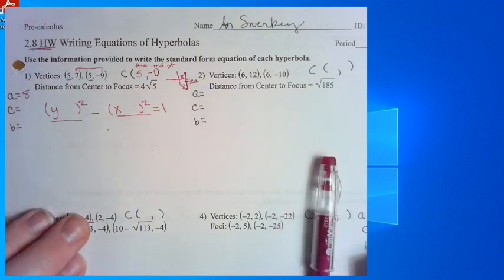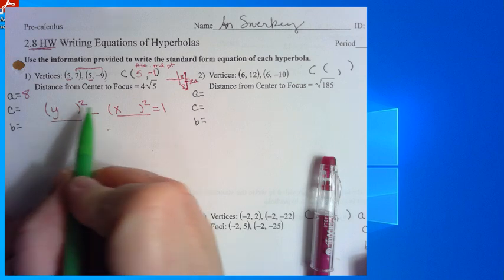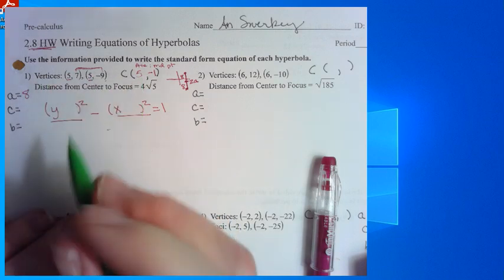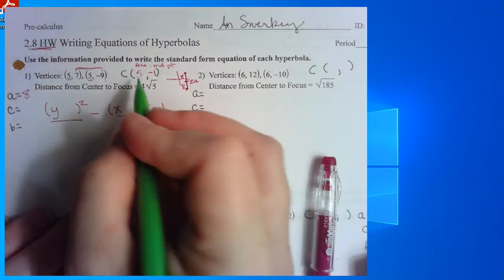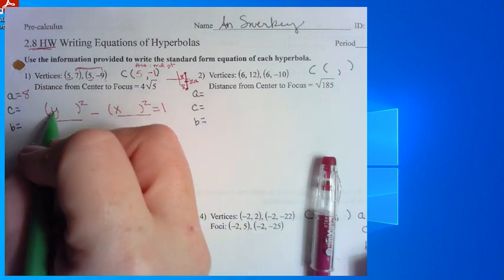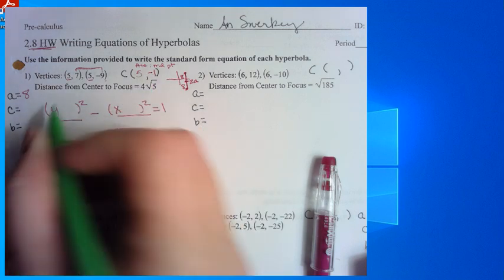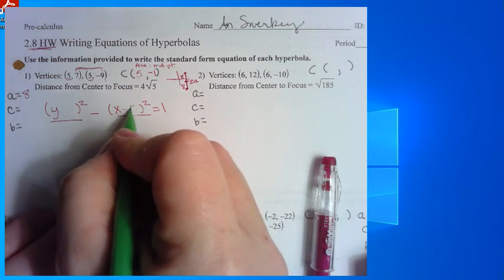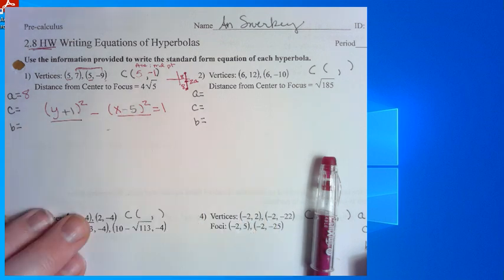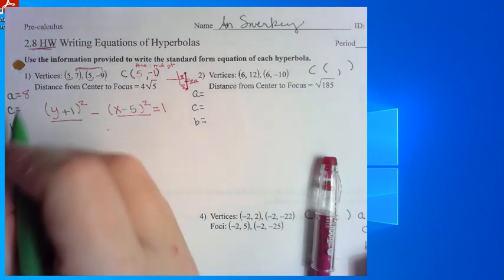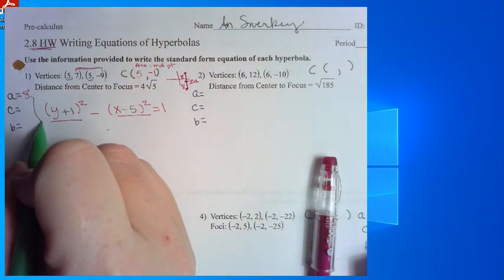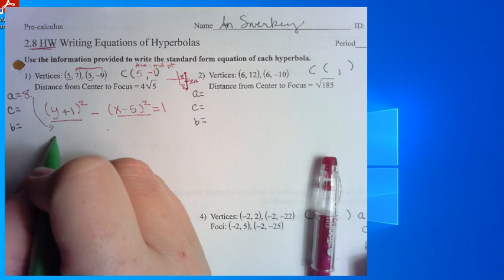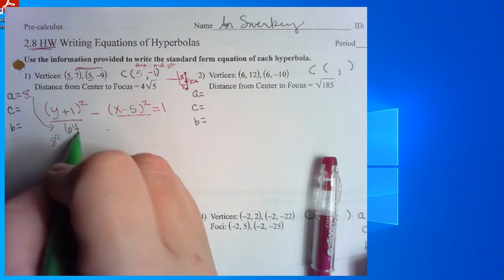So I'm going to go back and say, okay, I got the center, so I'm going to go ahead and put in the 5. Be careful. 5 does not go with Y. It goes with the X. So this is X minus 5, plus 1. First thing I have to do. Next thing I'm going to do is square this and get 64.